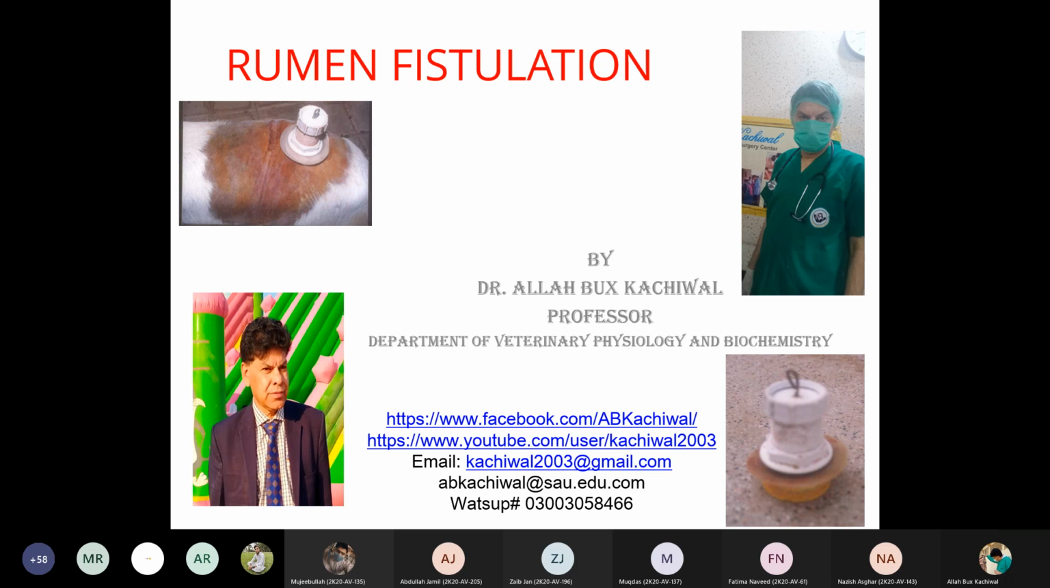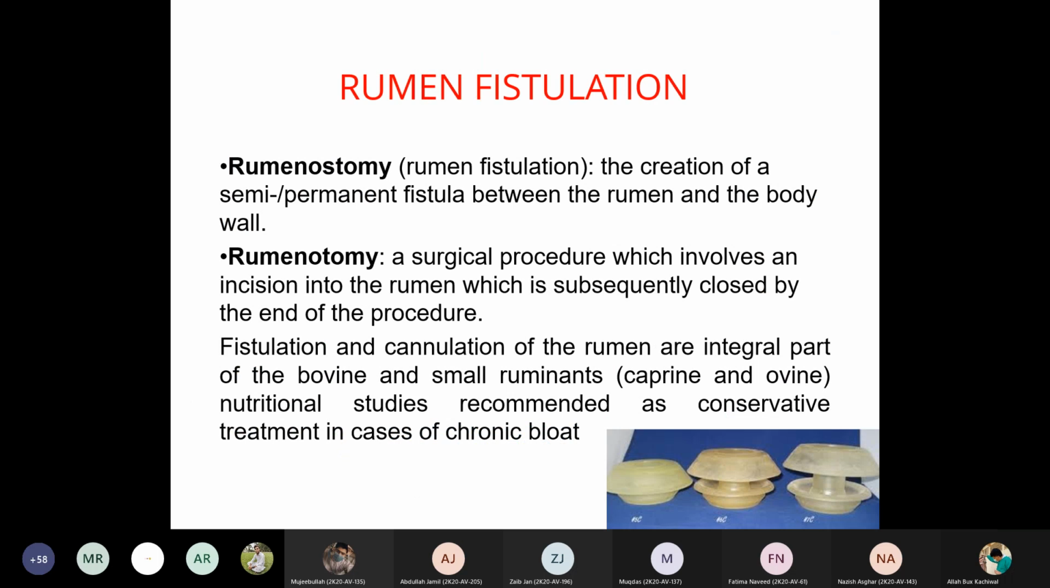Rumen fistulation is a topic or an experiment which we have to perform on a goat or calf or even on a rabbit. The creation of a semi or permanent fistula between the rumen and the body is known as rumen fistulation. Fistulation means making a fistula, whereas ruminotomy is the opening of the rumen.